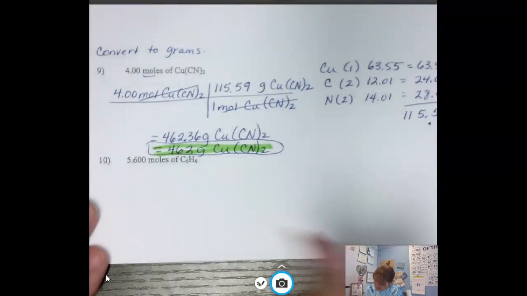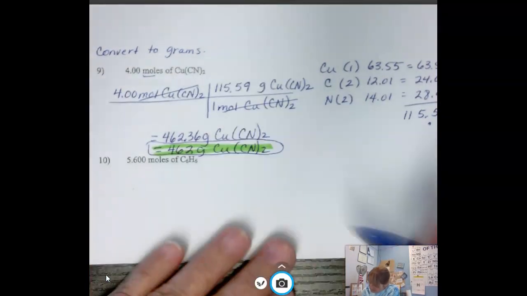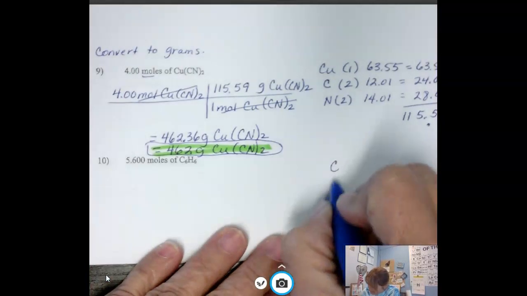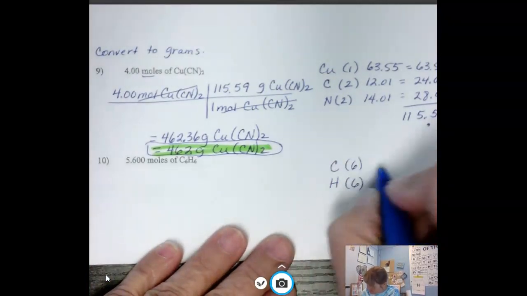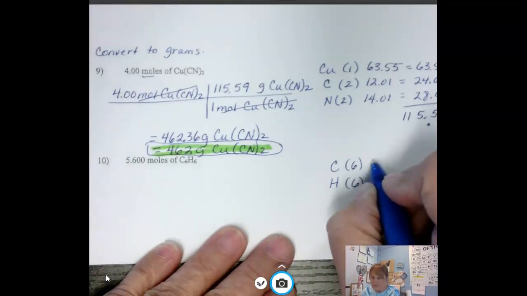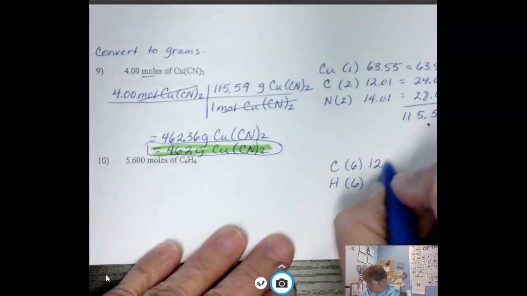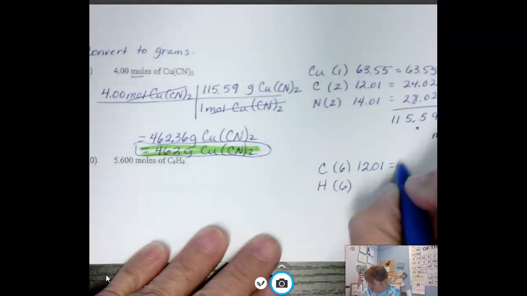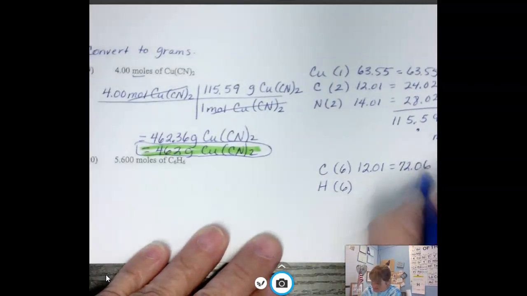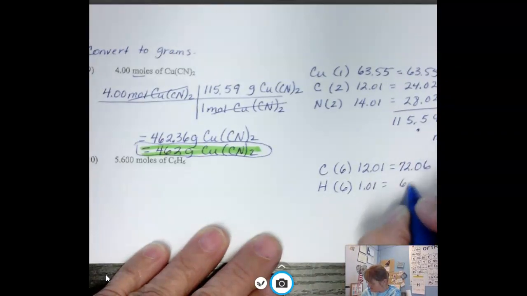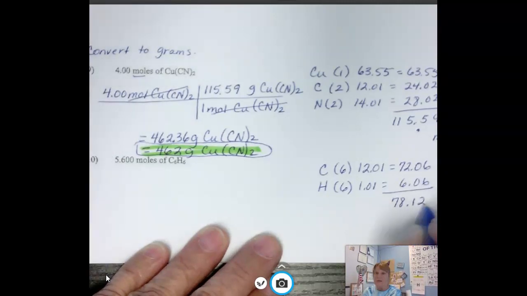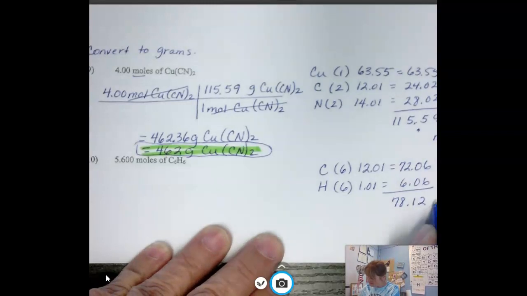So this is number 10. Again, I'm going to come over and do a count. So I have carbon, I have hydrogen, I have 6 of each. So carbon, we used in our previous problem, it is 12.01 times 6 would make it 72.06. Hydrogen is 1.01 times 6 would be 6.06. Again, add those up. And so we have 78.12 grams per mole.